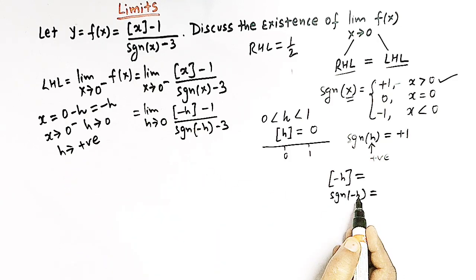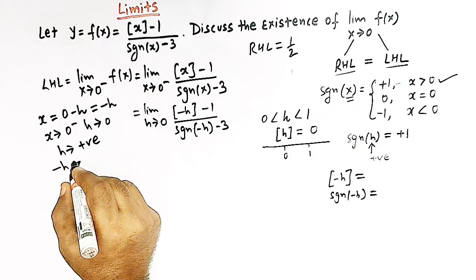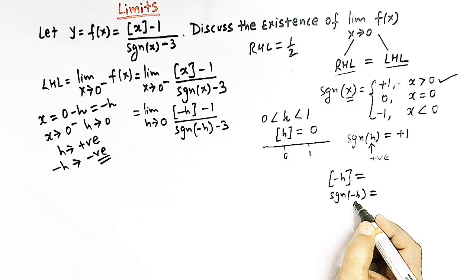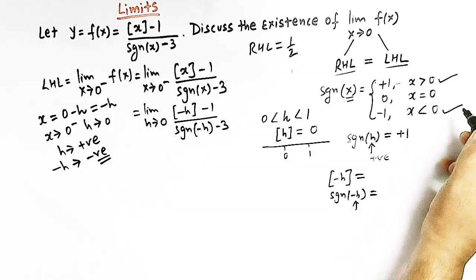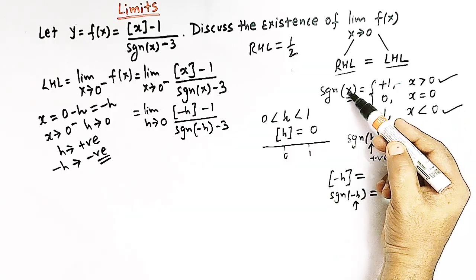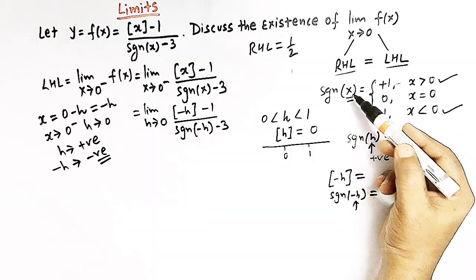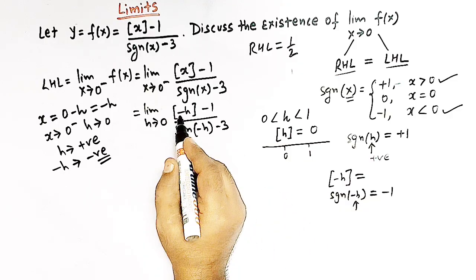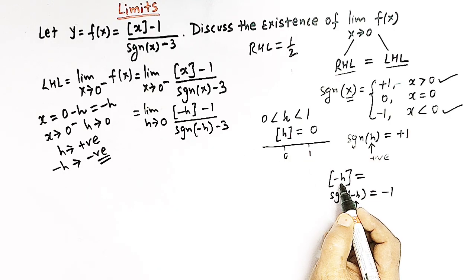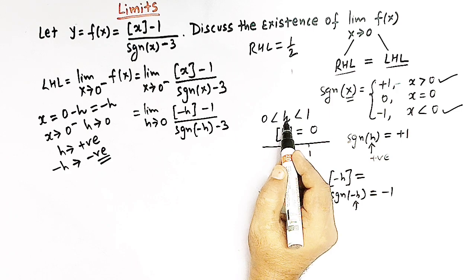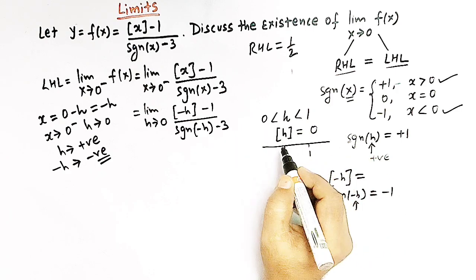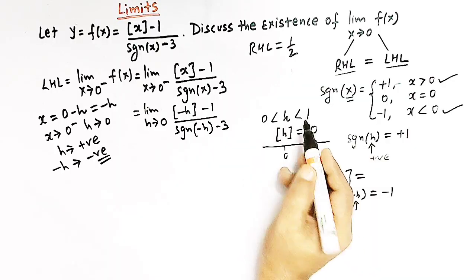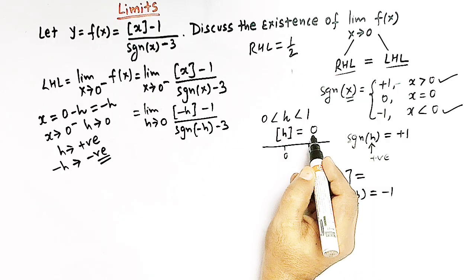So when h is a positive quantity, then negative h is a negative quantity, right? So here minus h is a negative quantity, and for negative quantities, that is when x is less than 0, signum of x takes the value negative 1. So here we have minus 1, and here we have greatest integer of minus h. Now see, when h is infinitesimally very small and it is very close to 0, then h lies between 0 and 1. So the greatest integer of h is 0.